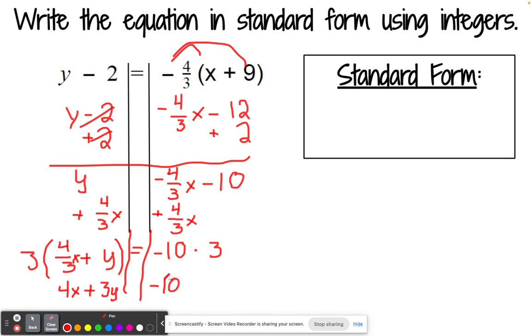So my final equation in standard form is 4x plus 3y equals negative 30. I said 30 and I wrote 10. I don't know why. Negative 30.